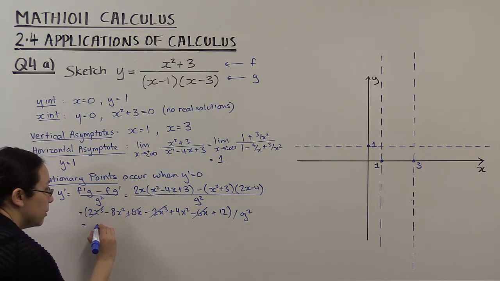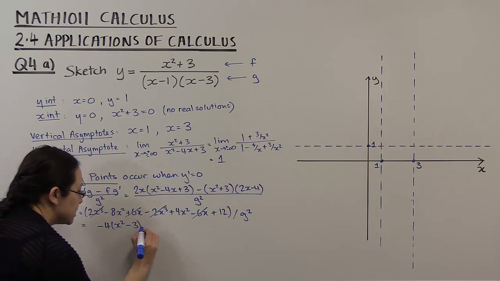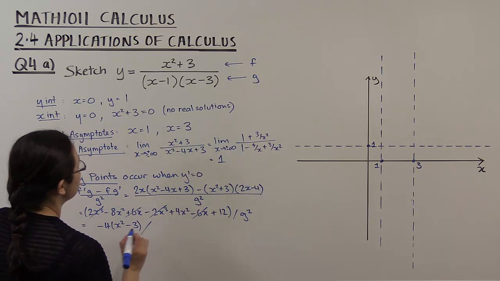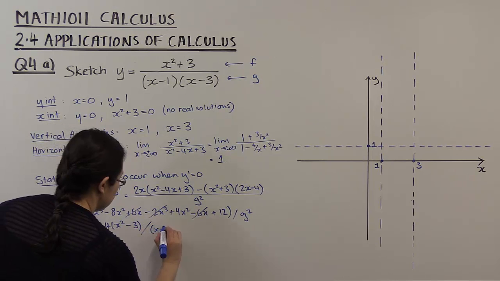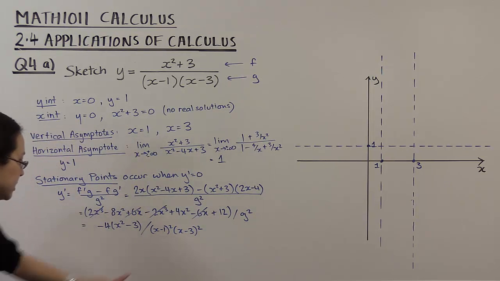So that's a minus 4 outside of an x squared minus 3. All over g squared, and if you really want to write out g squared, that's x minus 1 squared, x minus 3 squared. So we can see there's no factors in common to cancel anyway.